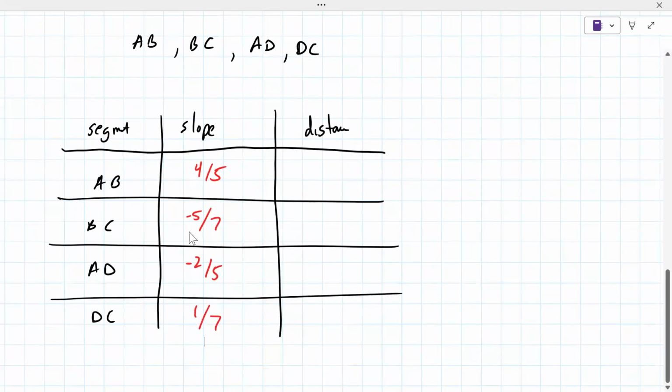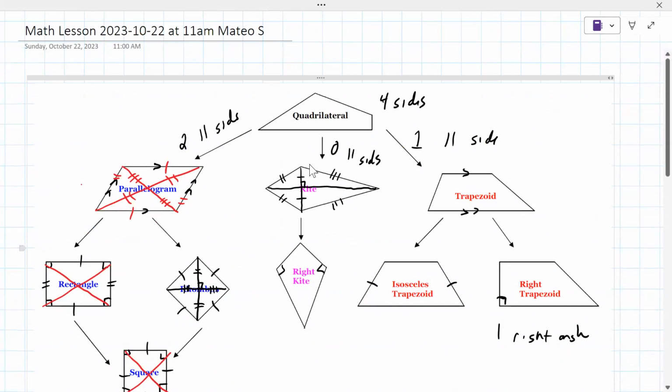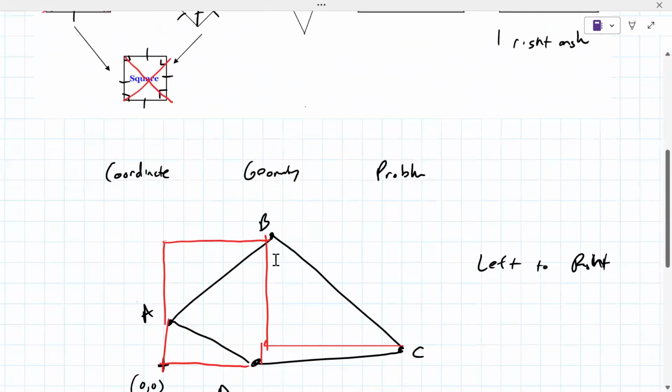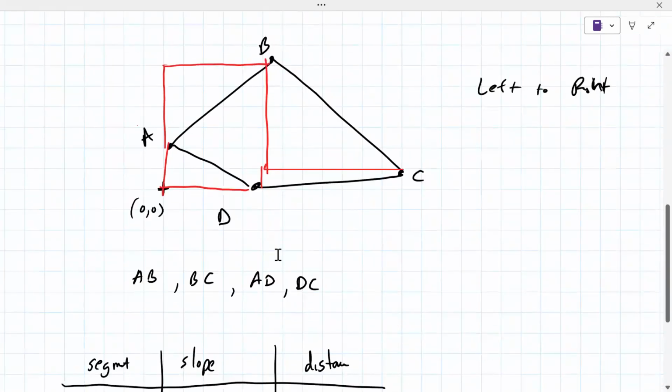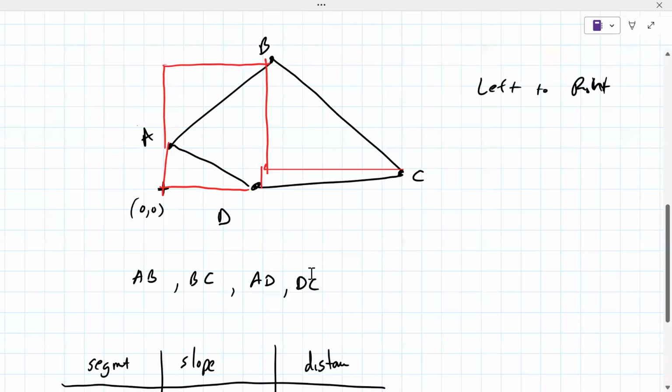So at this point, you know that there's nothing that's parallel. So it's either a quadrilateral or it's a kite. Now it doesn't really look like a kite, but you don't want to make an assumption. The next thing is to find the distance. And there are two ways to do it.